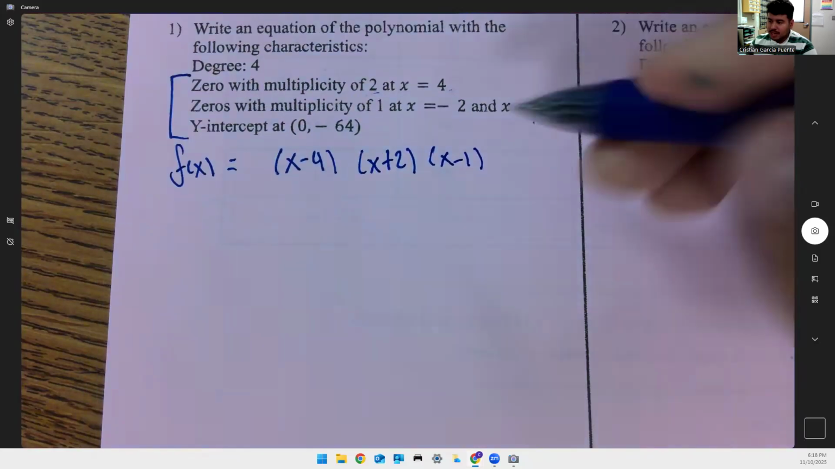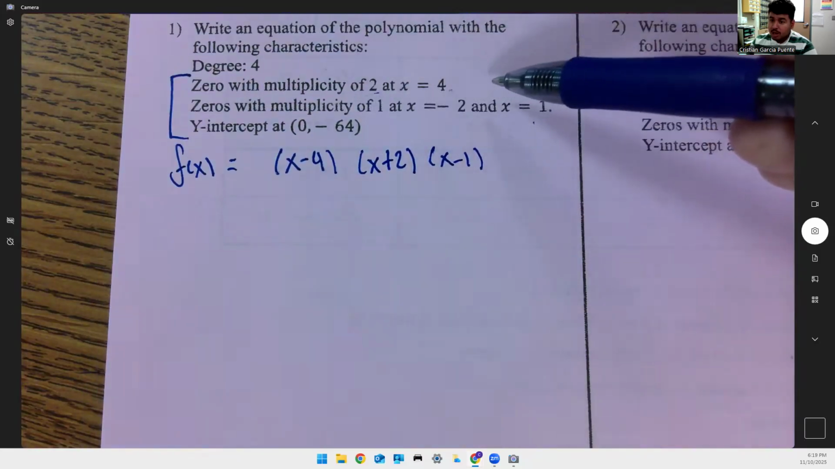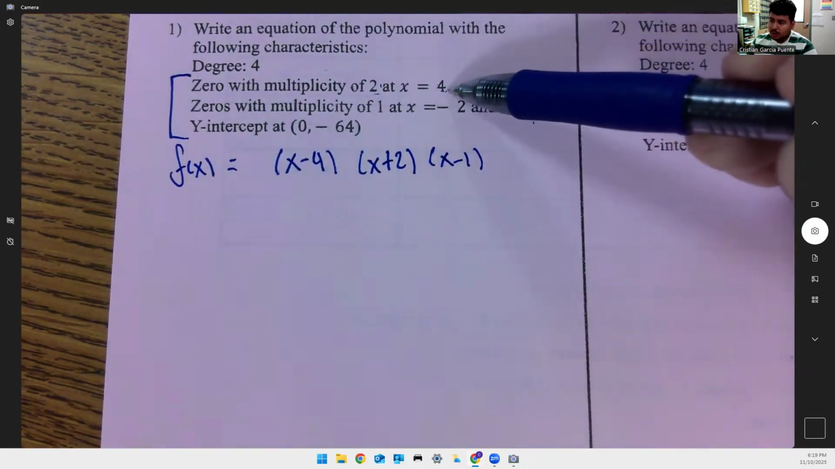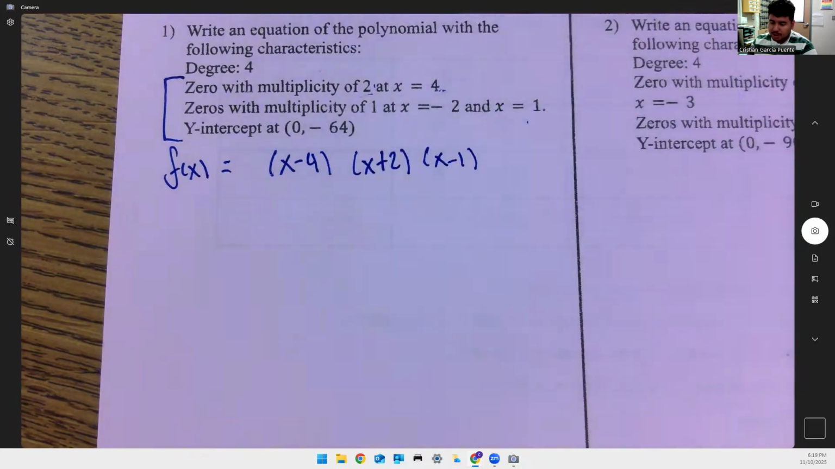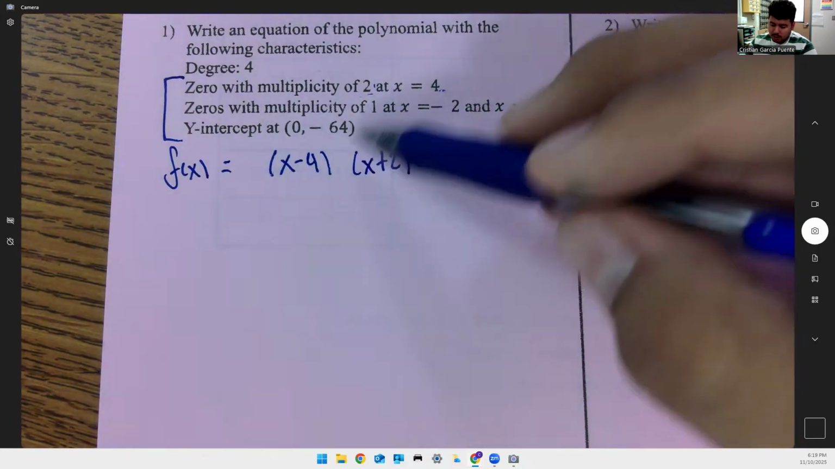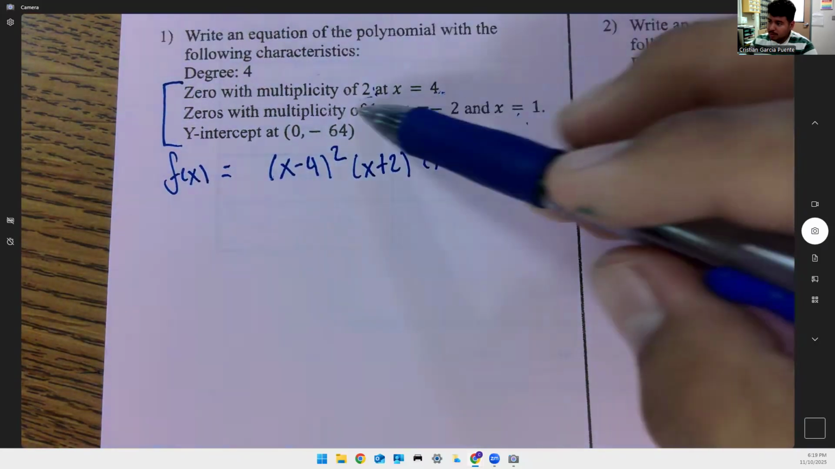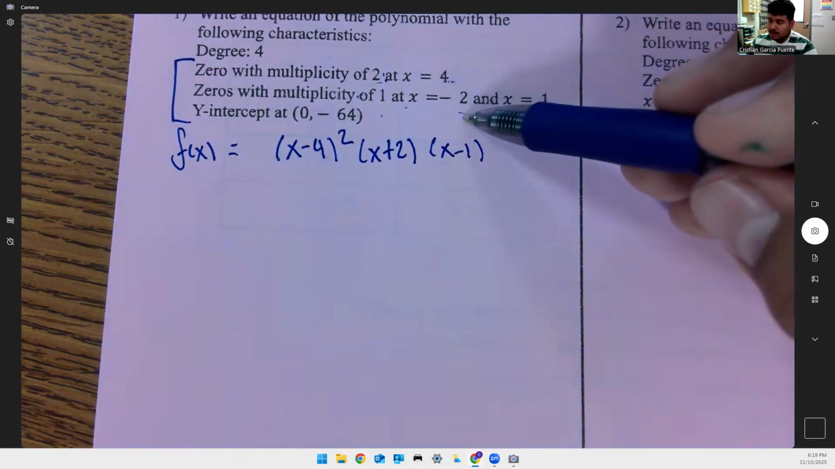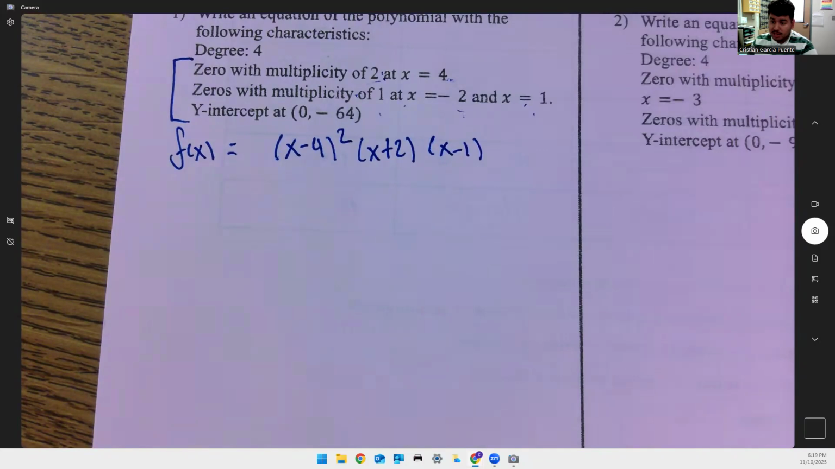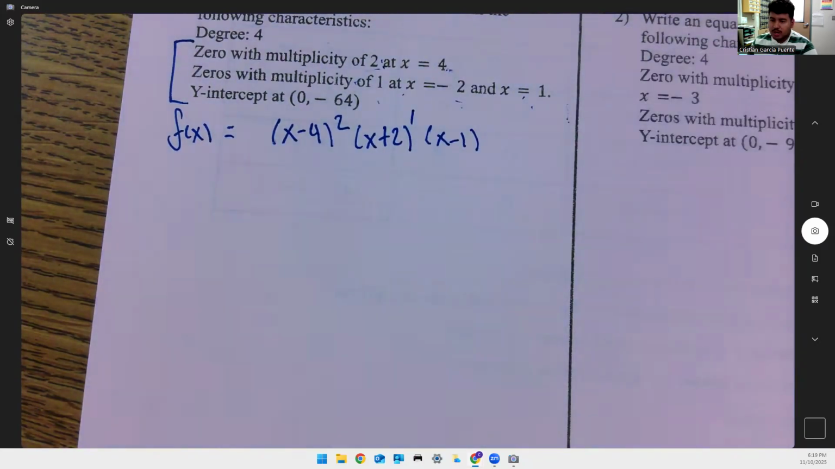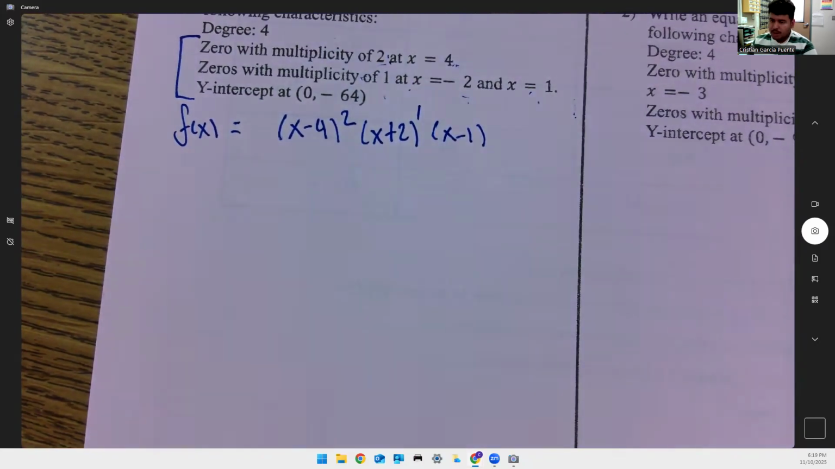So you see how we said earlier that we had a multiplicity of 2 for x equals 4? All that means is that for each 0 here, it's going to have an exponent of 2. So this 4, which parentheses did it belong to? The first, second, or third? The first. So for the first, we're going to put an exponent of 2. And for these ones, it's telling us to put an exponent of 1. So for negative 2, which parentheses did it belong to? Second. So we're going to put an exponent of 1. And then lastly, this one belongs to the third one, so we're going to put an exponent of 1.